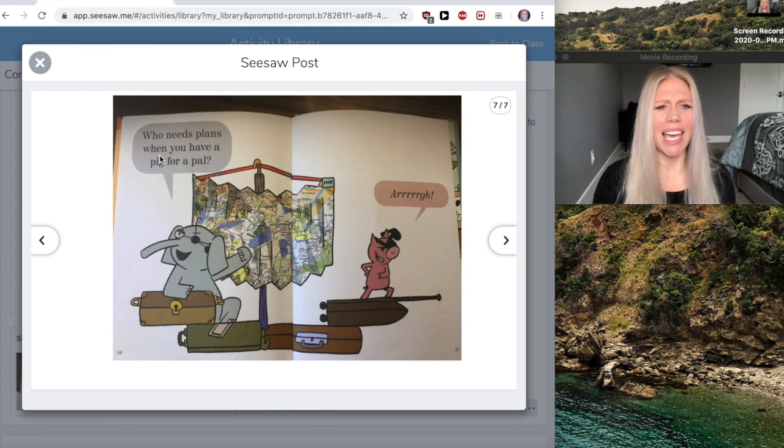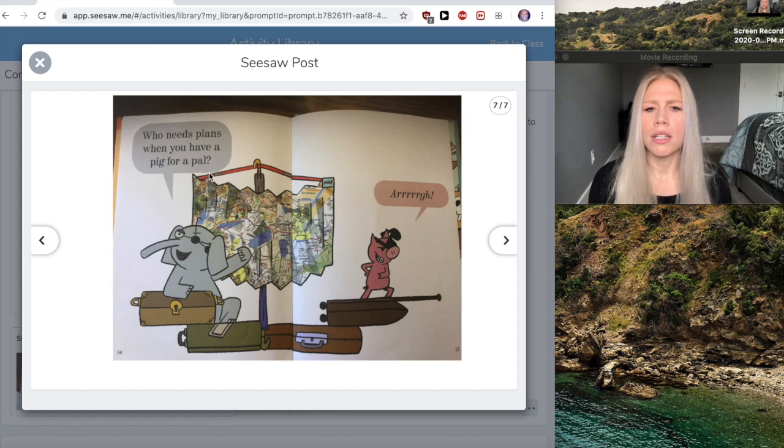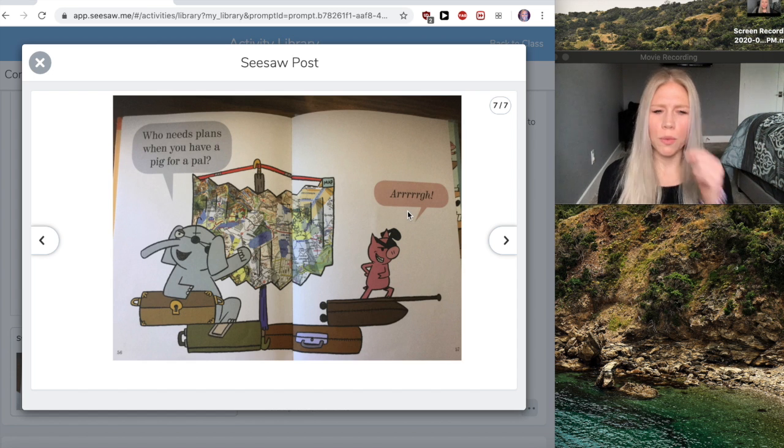Who needs plans when you have a pig for a pal? So wait a second. When I look at that page, if I really, really look at that, I can see that elephant, he's also trying to be a pirate, and so is Piggy. So for both of them, I need to try to bring out my pirate voice. So let's give this a try. Ready? Okay. Who needs plans when you have a pig for a pal?